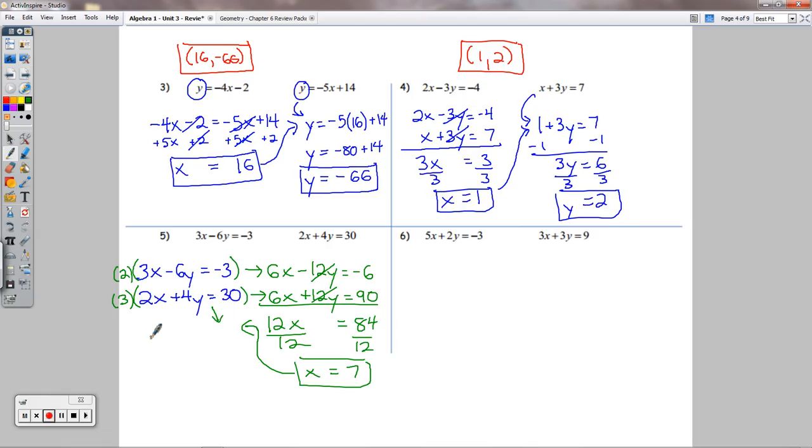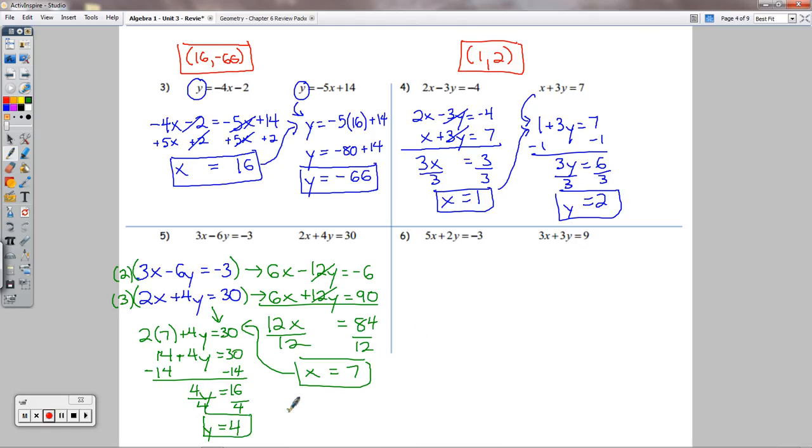to find y. So 2 times 7 plus 4y equals 30. This would be 14 plus 4y equals 30. Subtract 14 from both sides and then divide by 4. There's your answer for y. Y equals 4.